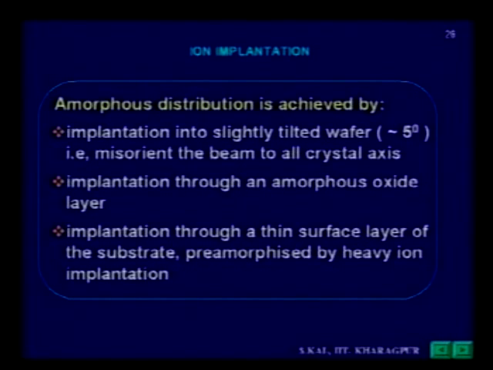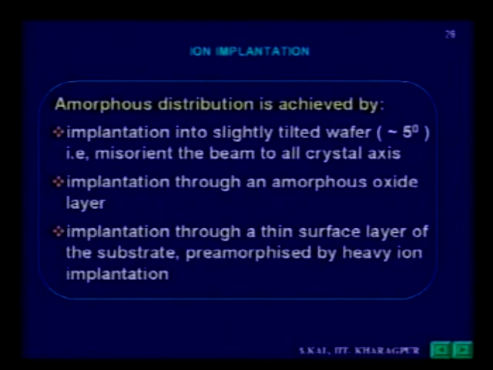That means before the actual impurity implantation, initially some heavy ion implantation is done, high dose, maybe low energy. Heavy ion means argon. Argon is one such material. So by implantation of argon, you amorphize the thin surface layer of the silicon. After that, you implant the impurity atom. In that case, the impurity atom initially faces a thin amorphized layer, and channeling will be drastically reduced. And that is the technique sometimes used.